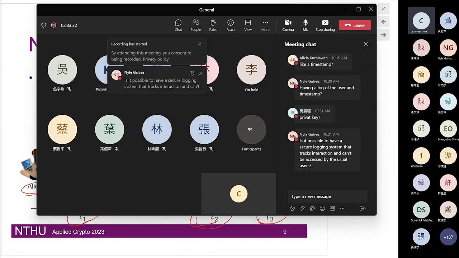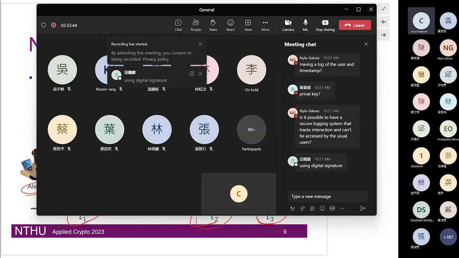What do you mean by private key? Is it possible to have a secure login system that tracks interaction and can be accessed by the usual users? So what do you mean by secure login system? You guys are throwing out ideas. It's good, but you need to be a bit more specific. Yes, so finally we get a very good answer.